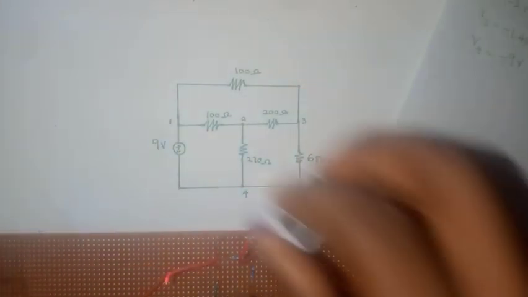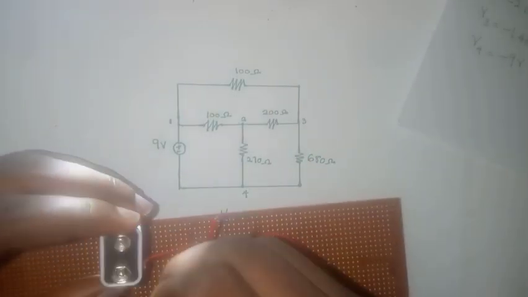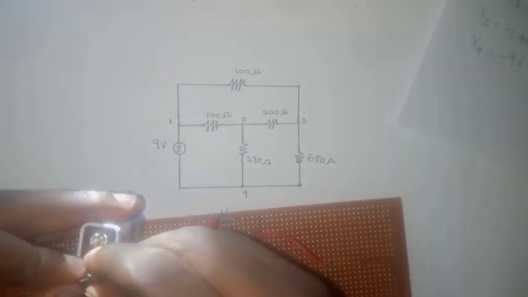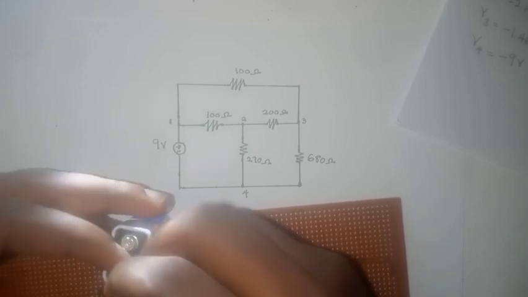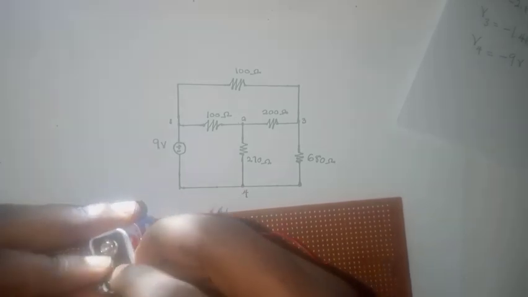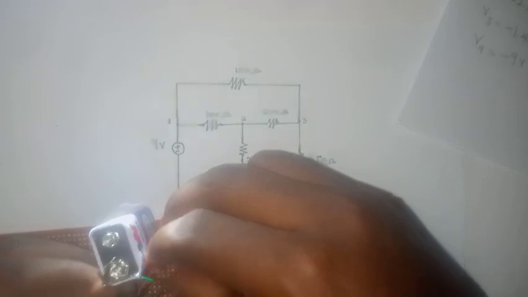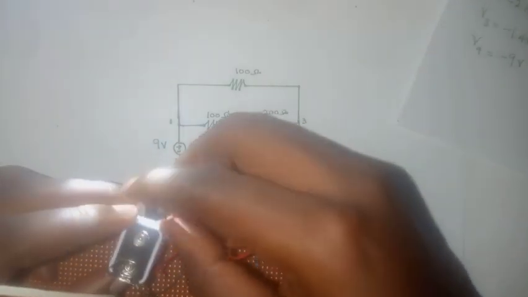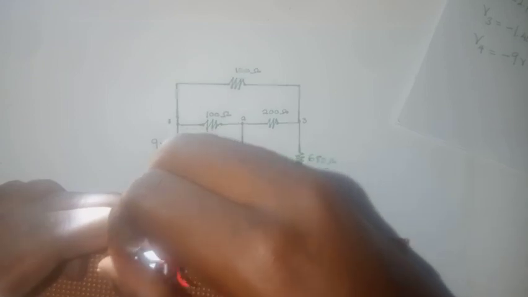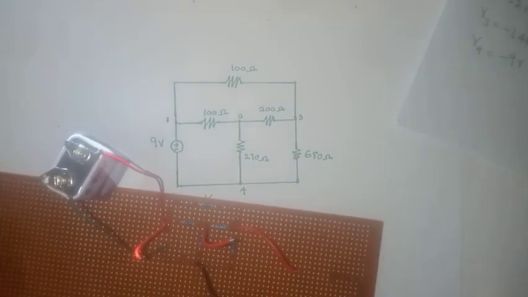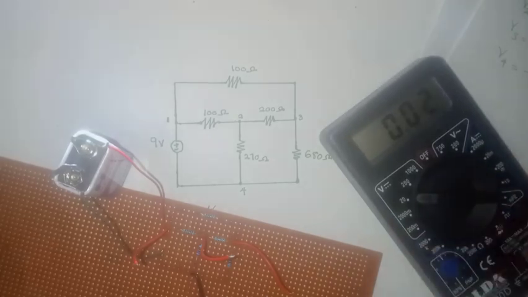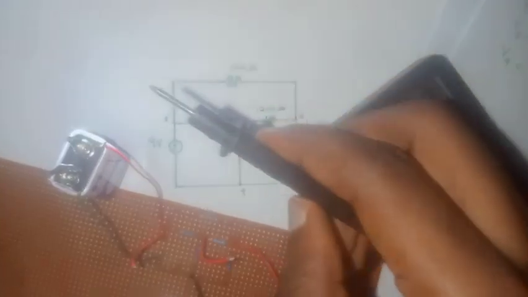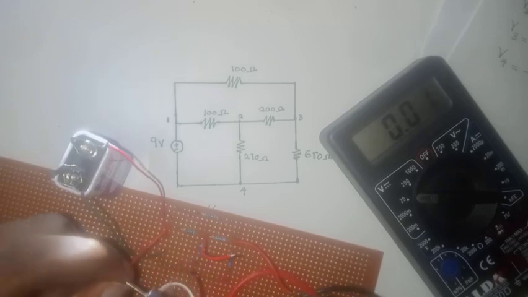Okay, so now we're going to hook up our battery to the circuit. We're going to put our negative terminal here, and our positive terminal here. Then what we do next is, with 1 as our reference node, we're going to connect our negative terminal to 1.